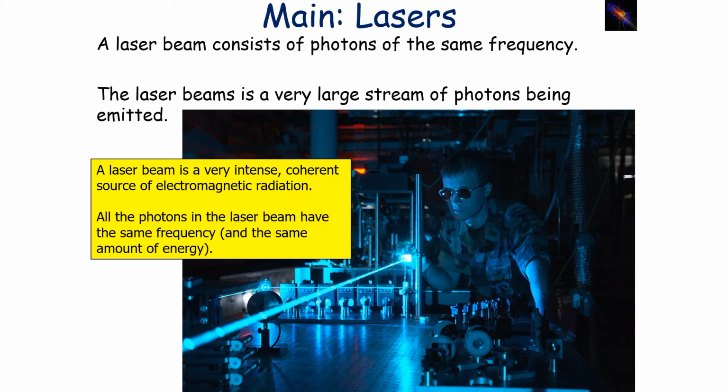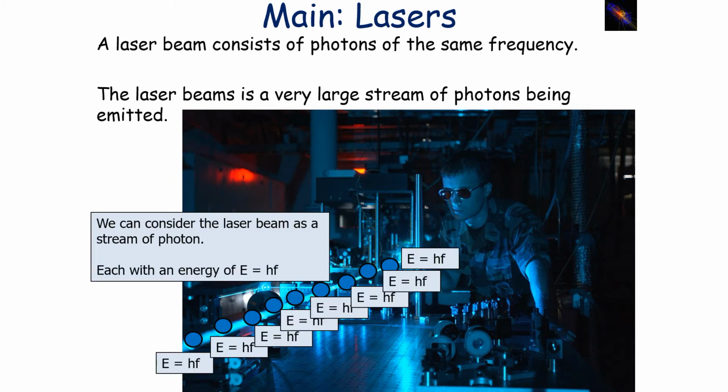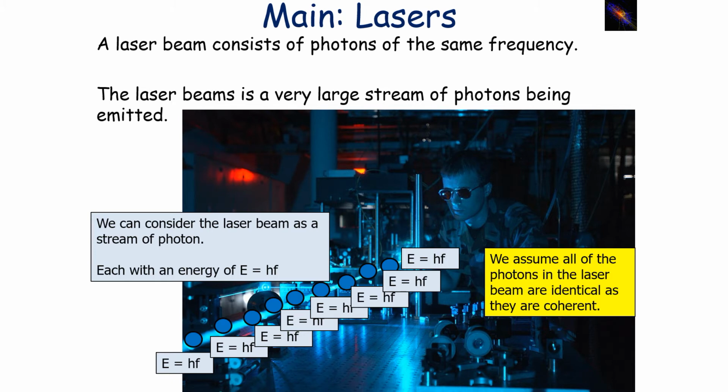A laser beam therefore has photons which have the same frequency, so they'll have the same amount of energy in each photon. If we consider the laser beam as a stream of photons, each with an energy of E equals hf, we can assume all of our photons in the laser beam are identical because we've got coherency. Therefore we can work out the values of the entire laser beam.